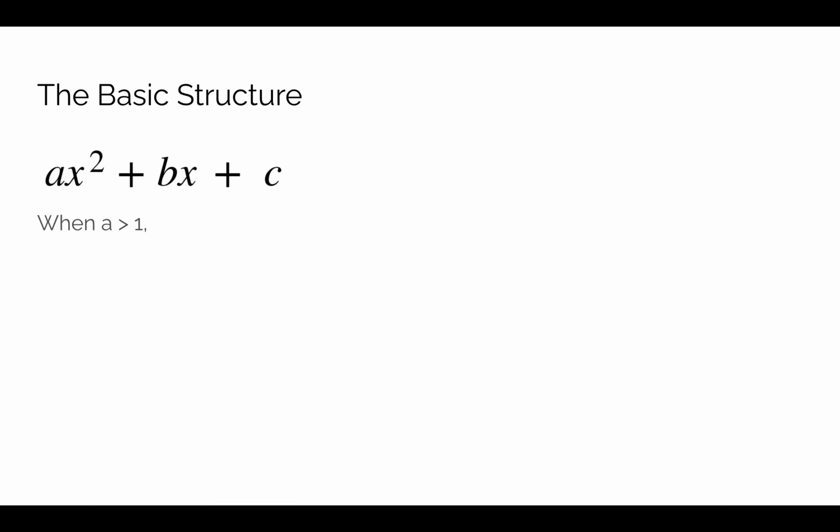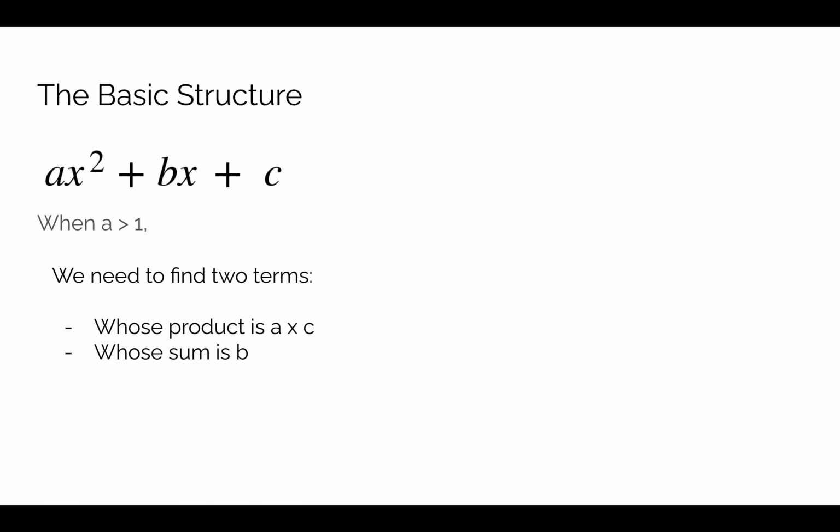And in order to hard trinomial factor, you need to take the bx and you need to be able to separate it into two separate terms that when you multiply those two terms together, their product is a times c, and when you add them together, their sum is b. This may be a little bit confusing, but once I get into the examples, I'm sure you'll understand. By splitting them up, you'll be able to get 4 terms, and then you can use common factoring in order to fully factor this expression.